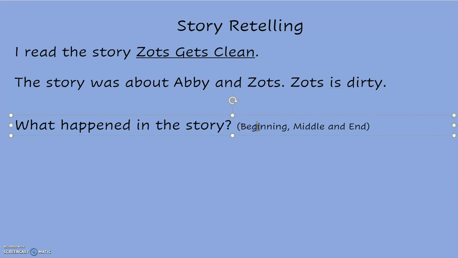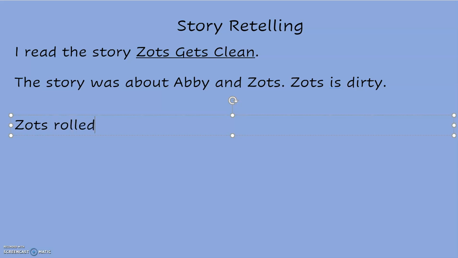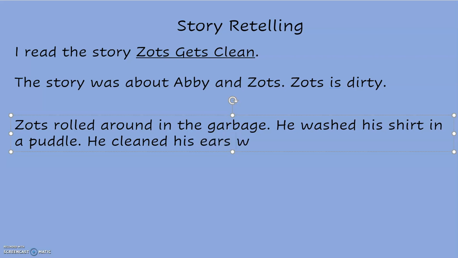Okay. So now let's talk about what happened in the beginning, in the middle, and the end. Let's give some examples about that. What did Zots do? Do you remember? Zots rolled around in the garbage, right? And what else? Washed his shirt. He washed his shirt in a puddle. One more thing. Do you remember what else he did? He cleaned his ear with a toilet brush. Ew. He cleaned his ears with a toilet brush.